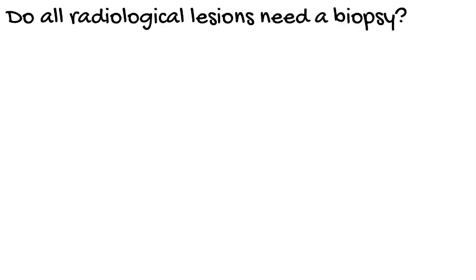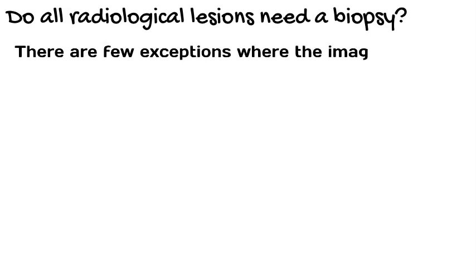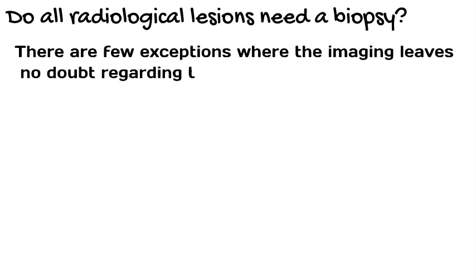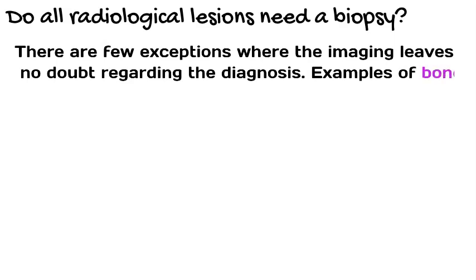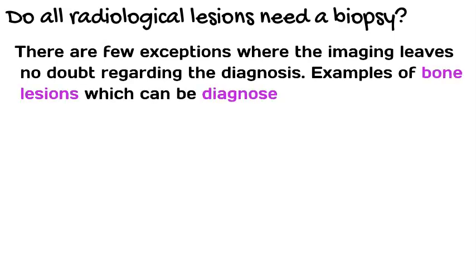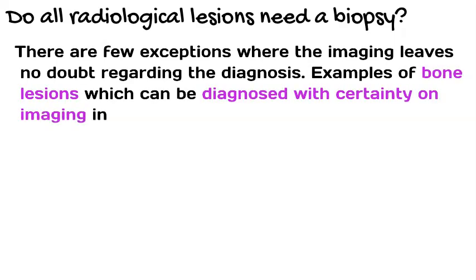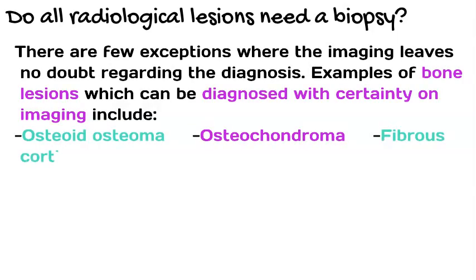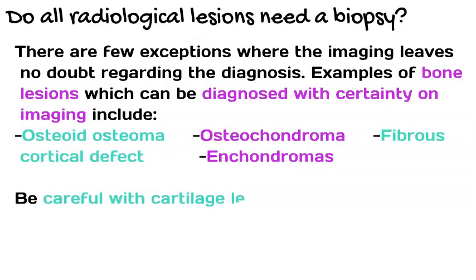Do all radiological lesions need a biopsy? There are a few exceptions where the imaging leaves no doubt regarding the diagnosis. Examples of bone lesions which can be diagnosed with certainty on imaging include osteoid osteoma, osteochondroma, fibrous cortical defect, and chondromas.